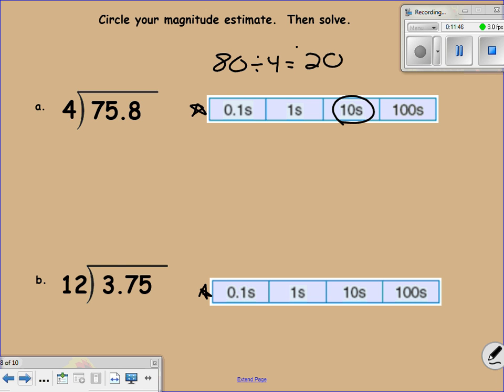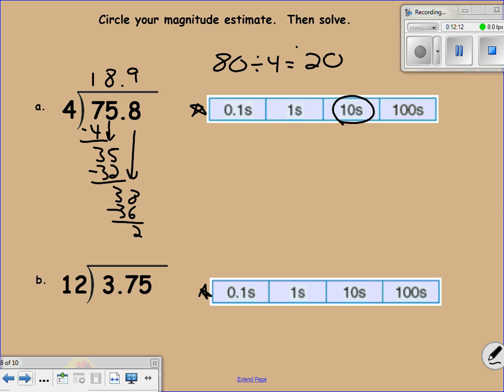4 goes into 7 one time. 4 times 1 is 4. Subtract, I get a 3, bringing down the 5. 4 times 8 is 32. I'm going to subtract, bringing down the 8. See this decimal here? I'm just going to move that decimal up. 4 goes into 38 9 times. 4 times 9 is 36.